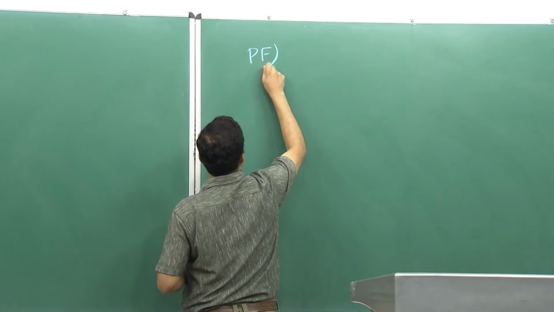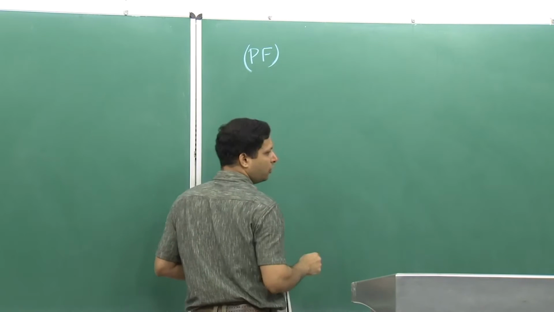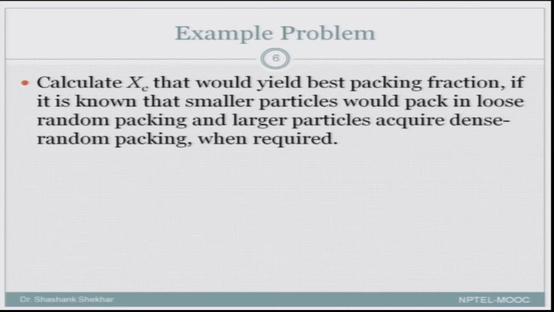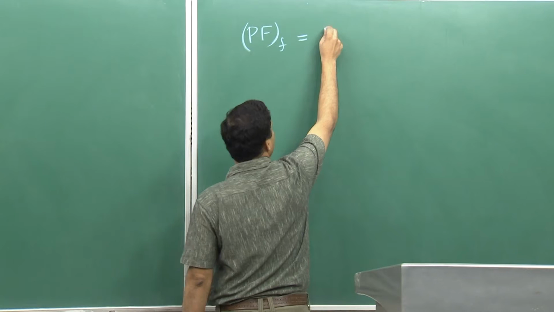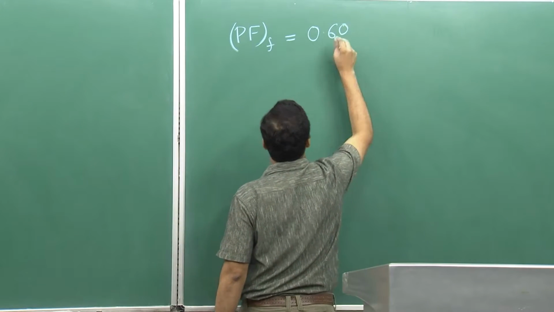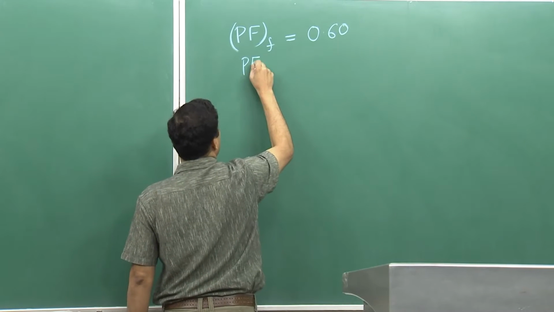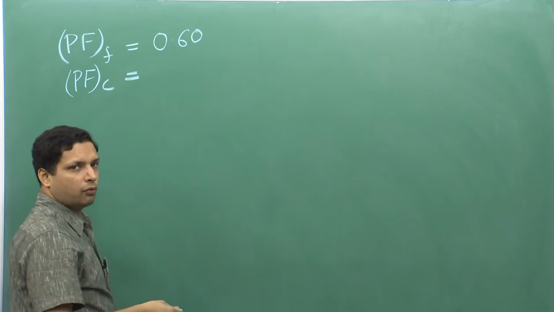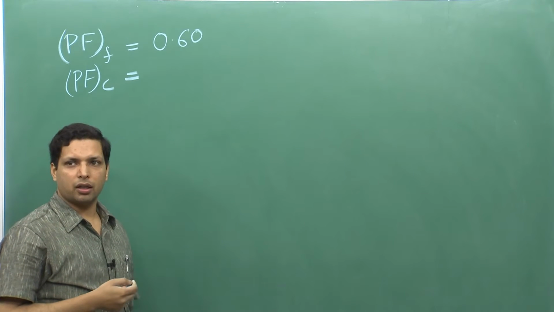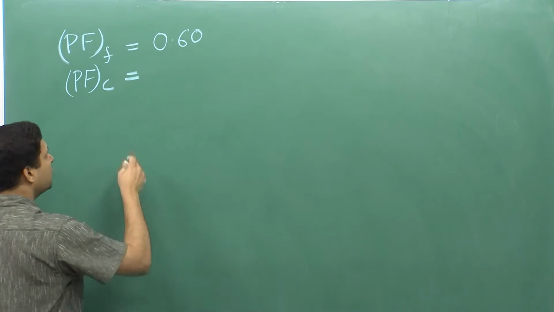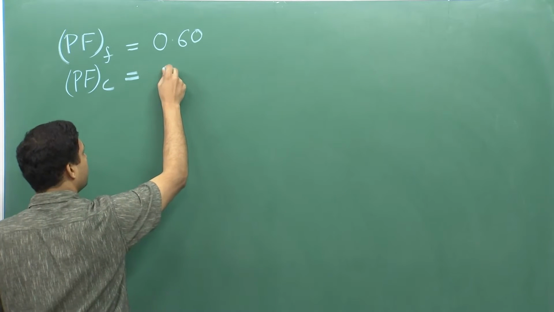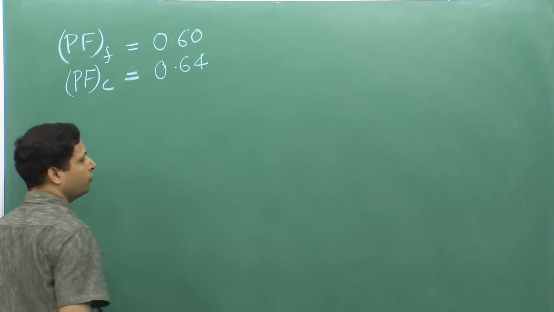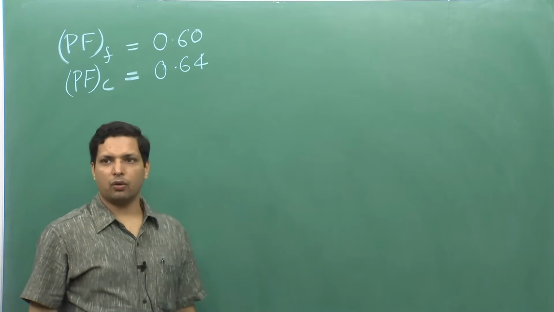Packing fraction for loose random packing, which in this case is for the smaller particles. So, fine, you remember what it was? It was 0.60. Packing fraction for coarse, wherever applicable, it is dense random packing, whenever it takes all the positions available. So, in that we had said that for dense random packing PF will be 0.64. So, these are the two values we know. Now, we have to calculate XC.